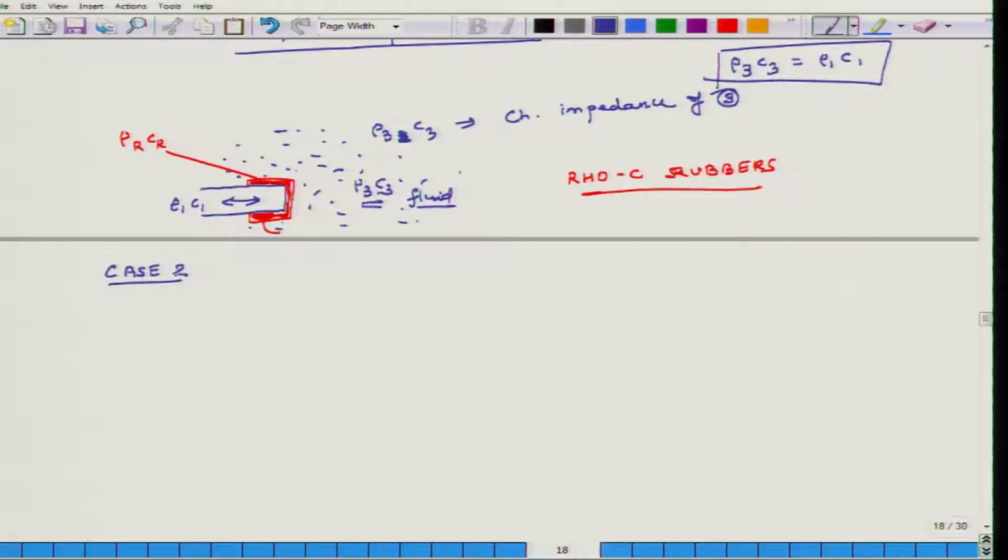So, what is case 2? In case 2, we will say that K2L is very small compared to 1.